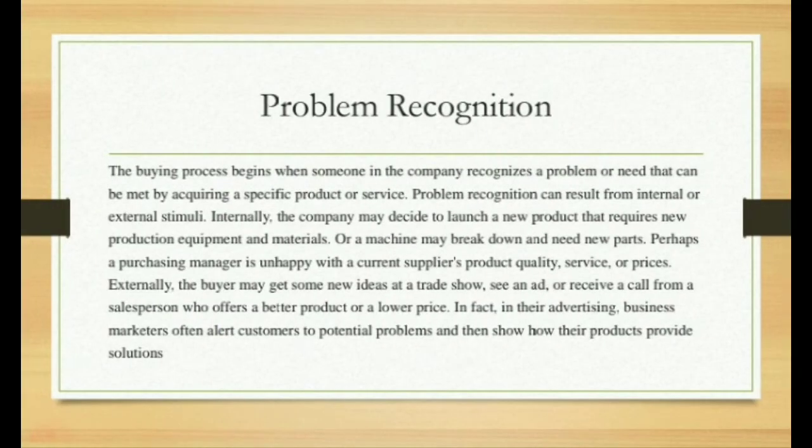Problem recognition. The buying process begins when someone in the company recognizes a problem or need that can be met by acquiring a specific product or service. Problem recognition can result from internal or external stimuli. Internally, the company may decide to launch a new product that requires new production equipment and materials. Or a machine may break down and need new parts. Perhaps a purchasing manager is unhappy with the current supplier's productivity, quality, services, or prices.